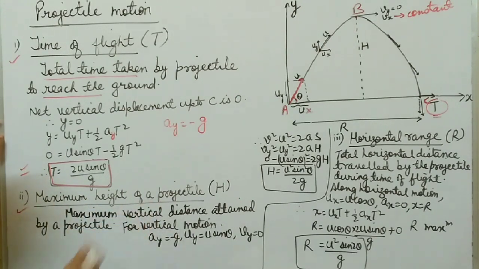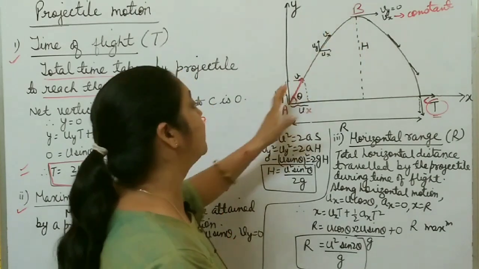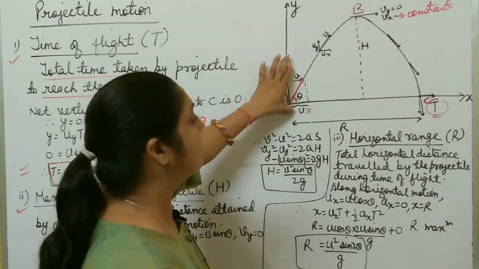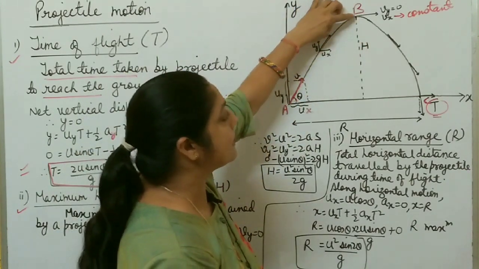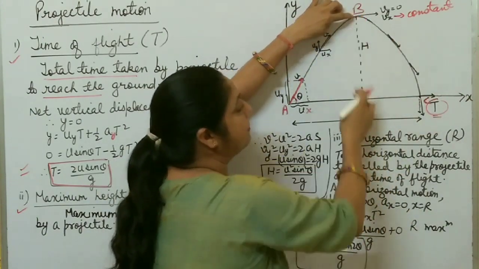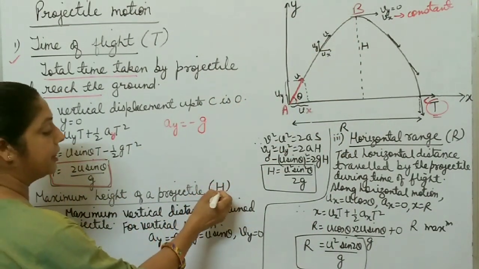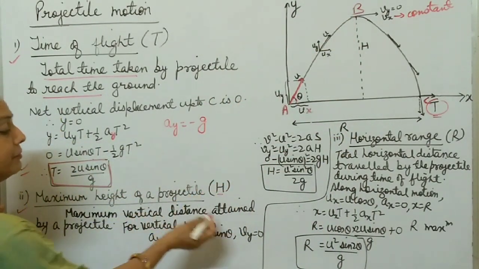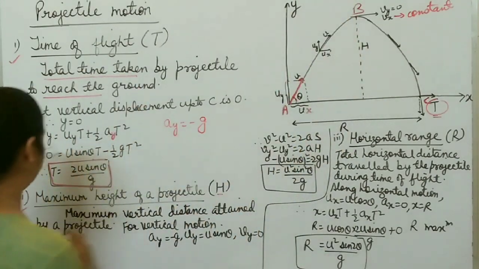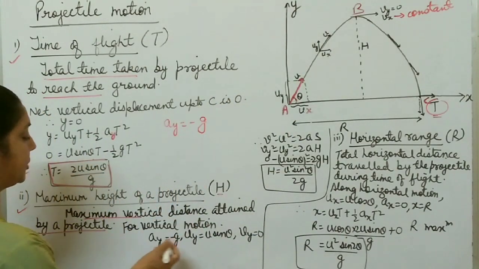Second one is maximum height of a projectile. This is the maximum height of a projectile. When you throw a projectile with some angle theta, after attaining maximum height, it returns back to the ground. So what is the maximum height attained by this projectile? This is the maximum height of a projectile denoted by capital H. It is the maximum vertical distance attained by a projectile, right? Maximum vertical distance attained by the projectile is called the maximum height of a projectile.